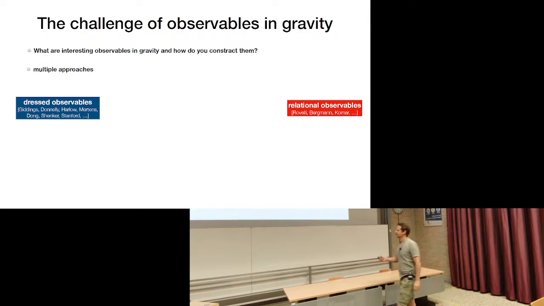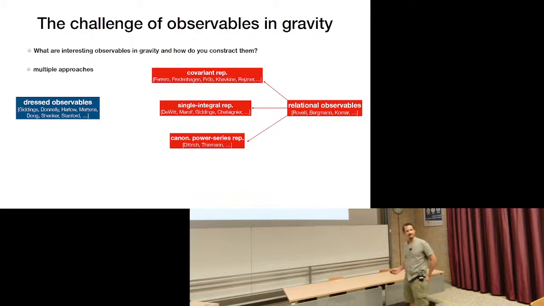One is the so-called Dressed Observables program that's more for the HEP-TH people. And then most of the not so HEP-TH people often work with relational observables. But this division doesn't stop here. In fact, even the relational observables program has at least 3 different classes. There exist covariant representations of them that also some of you, in fact, actively work on, and we might hear about that also later this week. There exist so-called single integral representations of relational observables. Again, some of you actually work on that, and then there also exist canonical power series representations of relational observables.